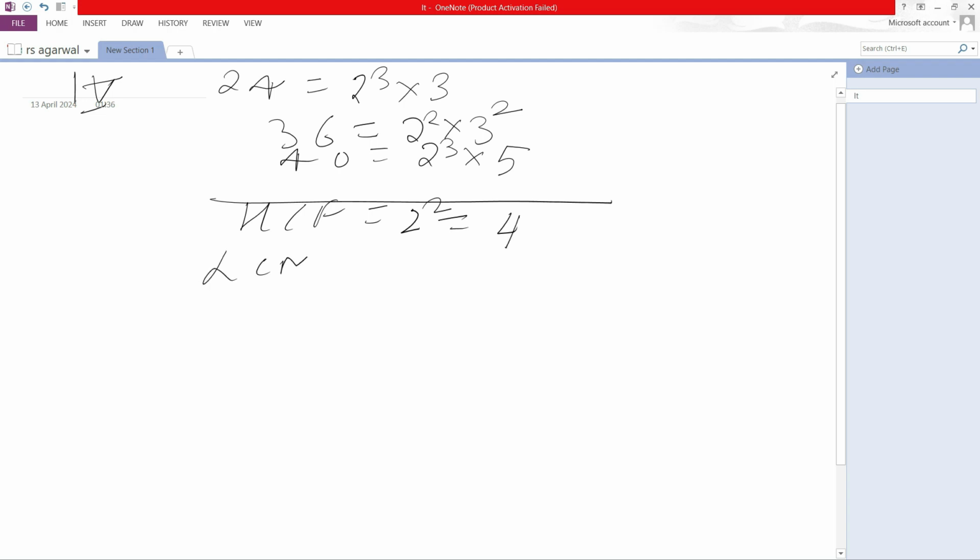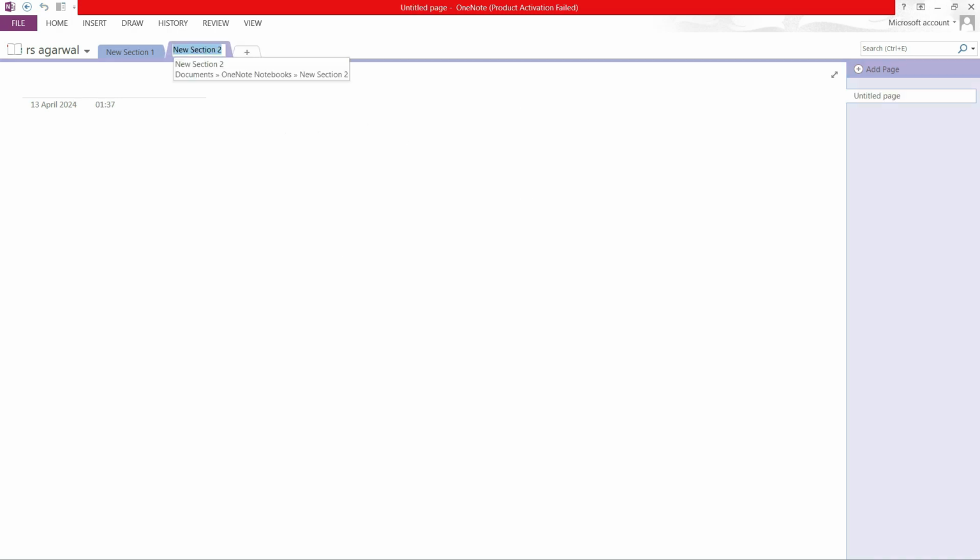Now talk about LCM. We will take the highest, like 2 cube, 2 square, 2 cube. So we will take the 2 cube into, then the highest power of 3 is in the factor of 36, so we will take the 3 square. After that 5. So 8 nines are 72, into 5 is 360. That is the LCM. Now next we have to take 30, 72 and 432.